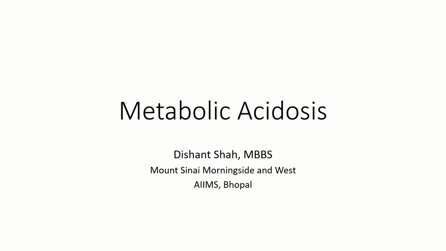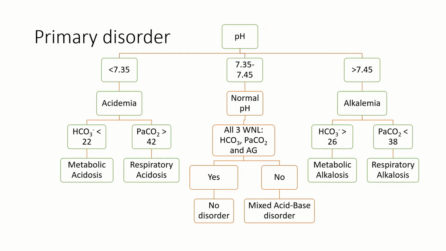Hi everyone, so welcome back. Now we are going to discuss metabolic acidosis. We are familiar with this diagram about determining the primary disorder. So basically when the pH is less than 7.35, we would call it acidemia, and because the mechanism behind this was decrease in bicarb, that's why it's going to be metabolic acidosis.